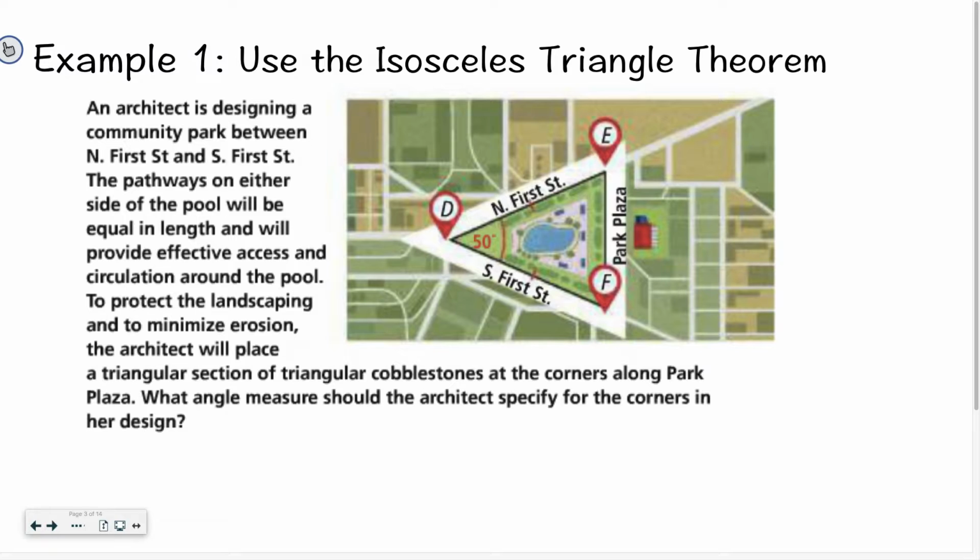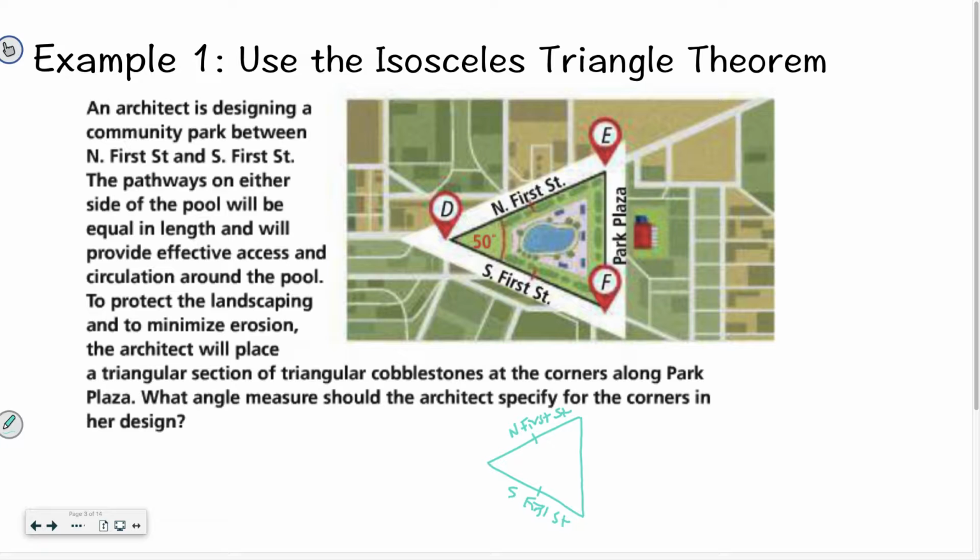So we have an architect designing a community park between North 1st Street and South 1st Street. The pathways on either side of the pool will be equal in length. Okay, so that means if I draw this, here's my North 1st Street. That is going to be congruent to the South 1st Street. All right, so that's the information I have so far, and will provide effective access and circulation around the pool.